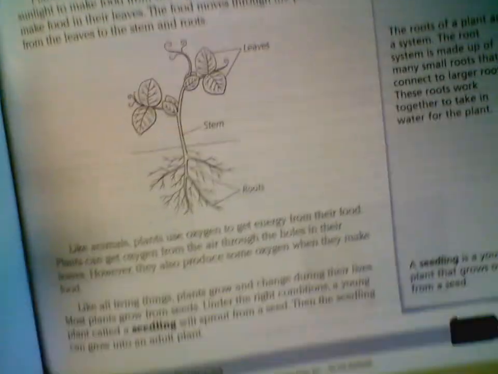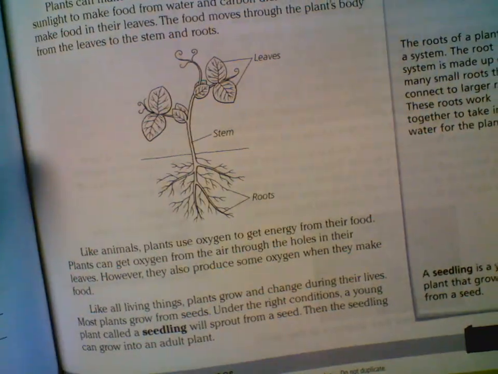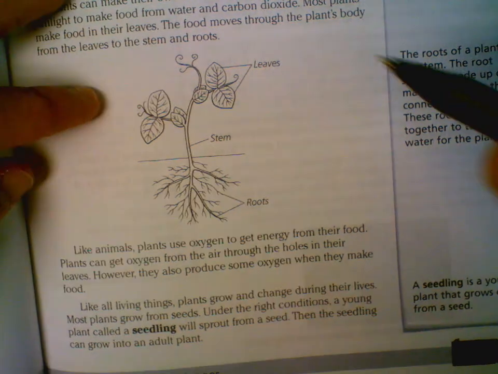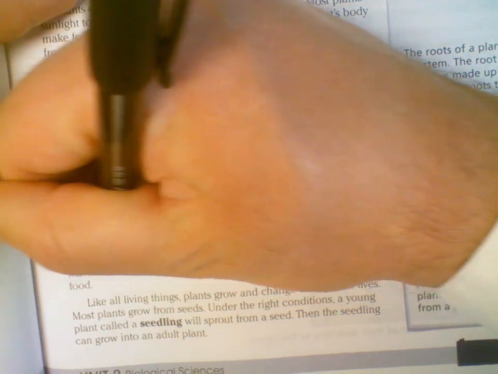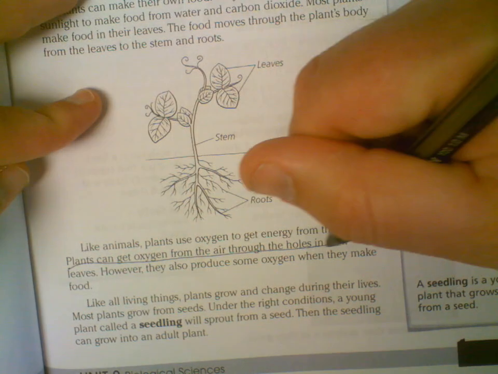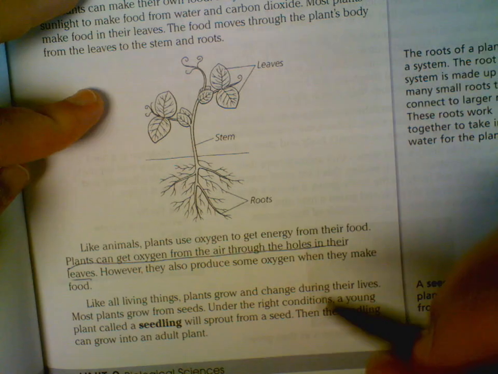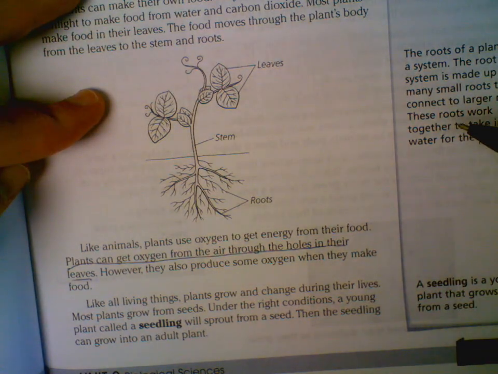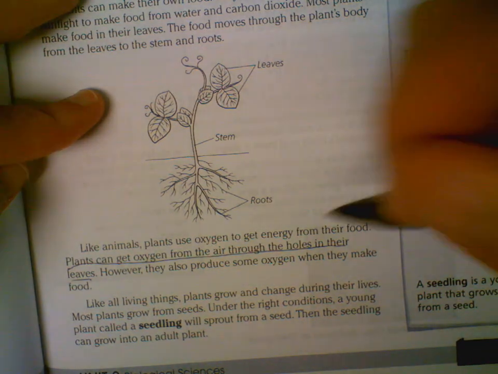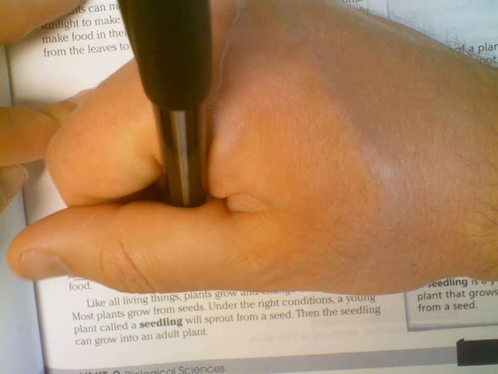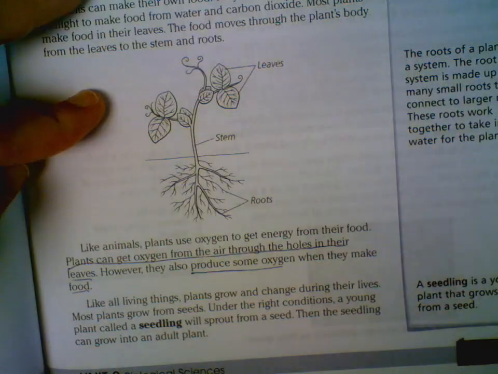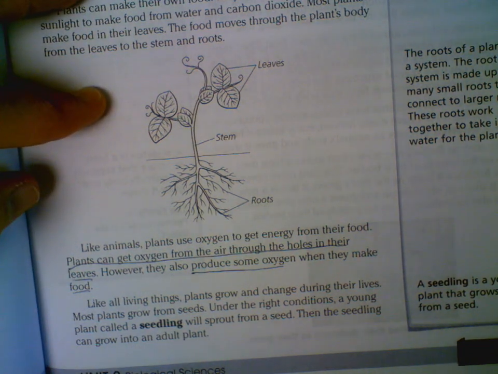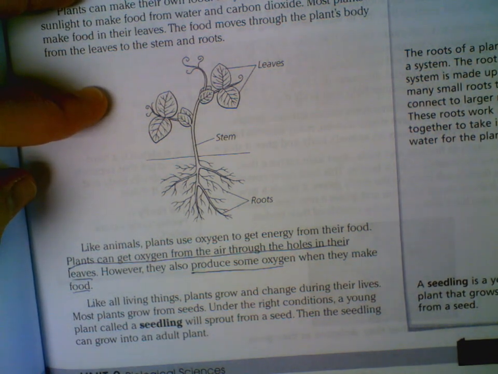Like animals, plants use oxygen to get energy from their food. Plants can get oxygen from the air through the holes in their leaves. However, they also produce some oxygen when they make food. I didn't know that. They also produce some oxygen when they make food. Like all living things, plants grow and change during their lives.